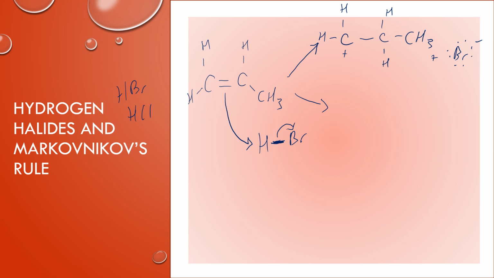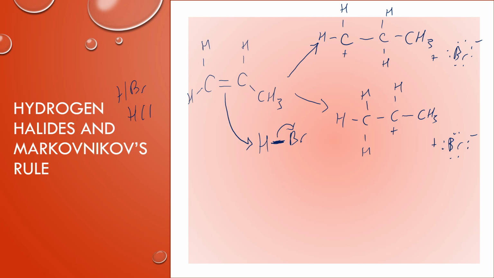Or you could add the hydrogen to the carbon on the end, and your carbocation would be then in the middle, in the central carbon, with the formation of the bromide ion. So do you see how there's two carbons that make up that double bond. The hydrogen could add to either one. Now, one is more likely than the other.